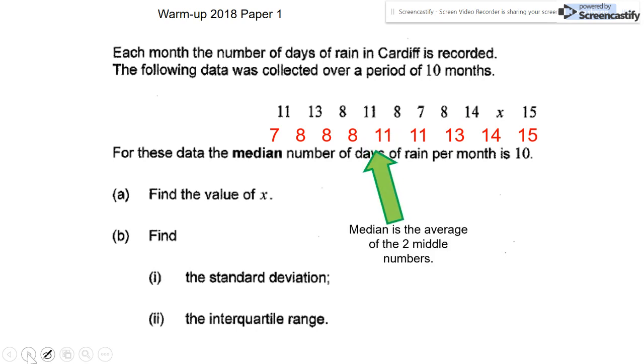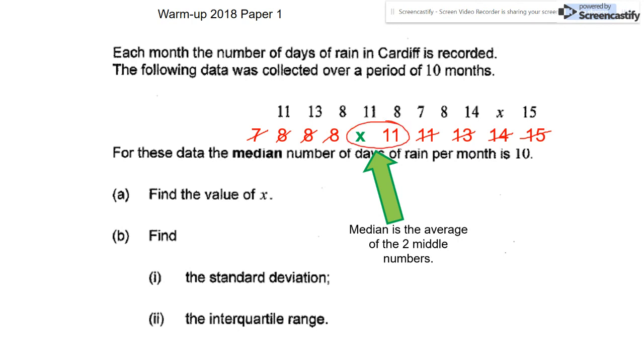So if that value of x is between the 8 and the 11, as we count our way into the middle, marking off one on each side as we work our way in, figuring out where that median is going to be, it's going to be the middle of those two values. So you add those two up, divide by 2, and that equals 10. If that's the case, x plus 11 divided by 2 equals 10.